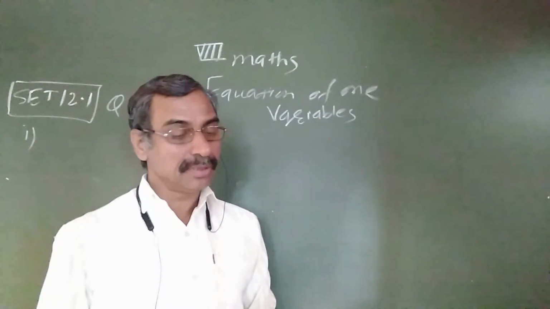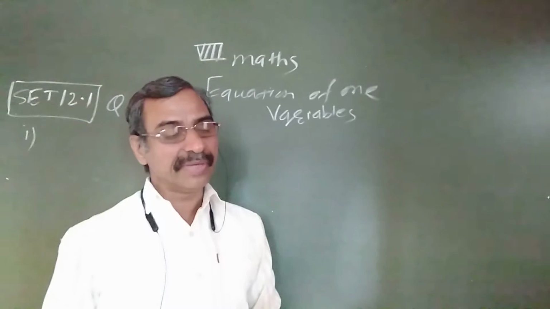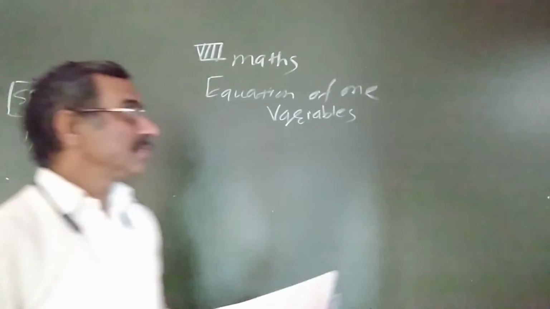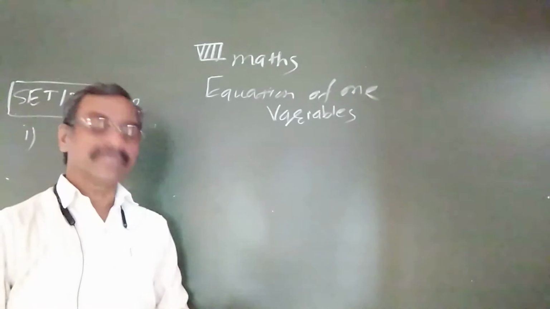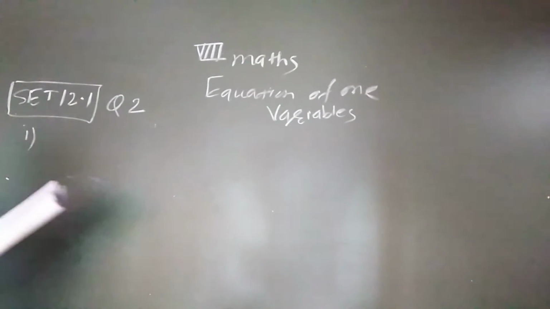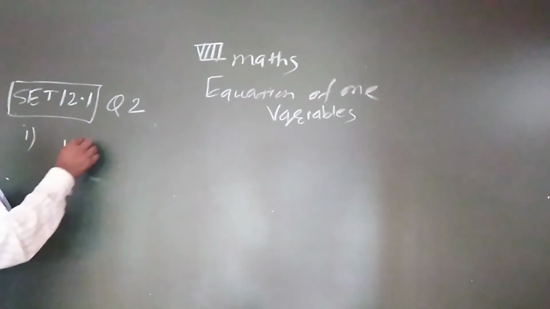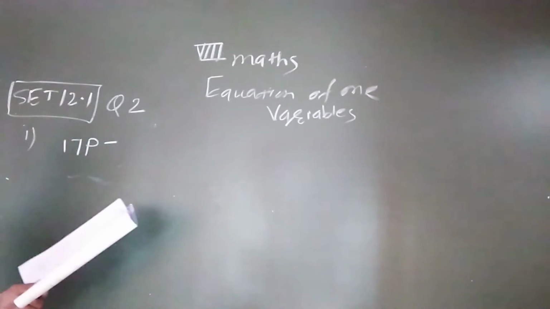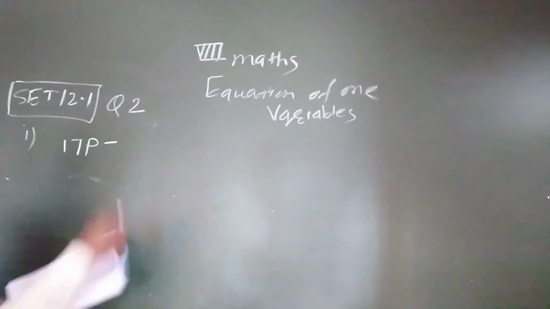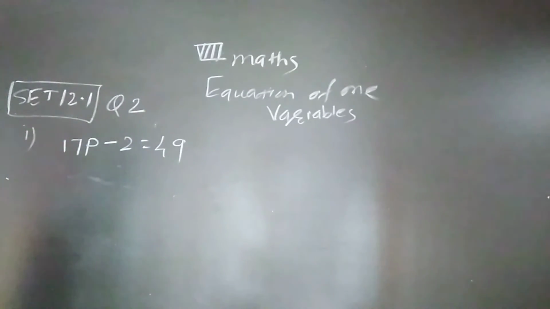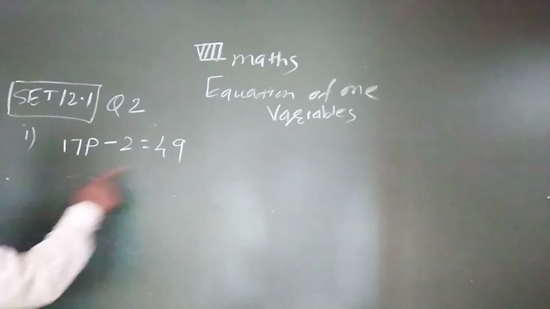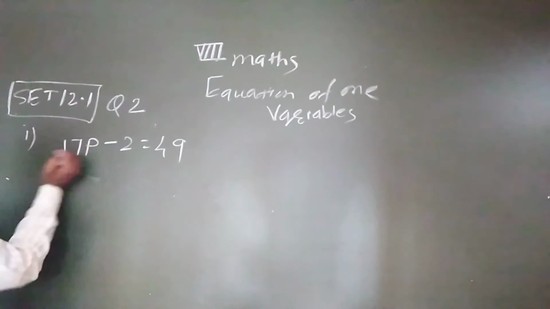Today we are going to solve the practice set of lesson 12, equation of one variable, question number 2. Previously we solved question number 1. Here sub questions are given. The first sub question is 17p minus 2 is equal to 49. Solve this equation and find the value of p.